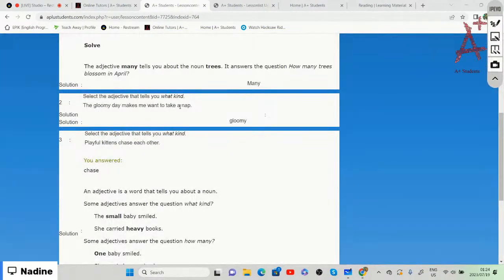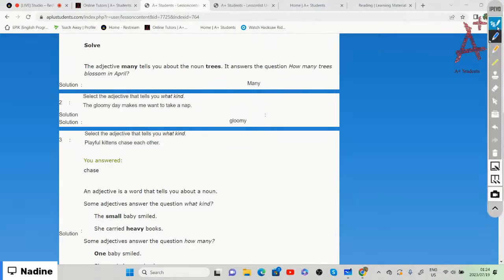Select the adjective that tells you what kind. The gloomy day makes me want to take a nap. We need to choose the adjective within that sentence that tells us what kind, right? And if we were to identify the adjective within that sentence, we can say gloomy is the adjective that tells us about the noun, which is day, right? So it describes the noun as a gloomy day. And it tells us what kind of day, a gloomy day.